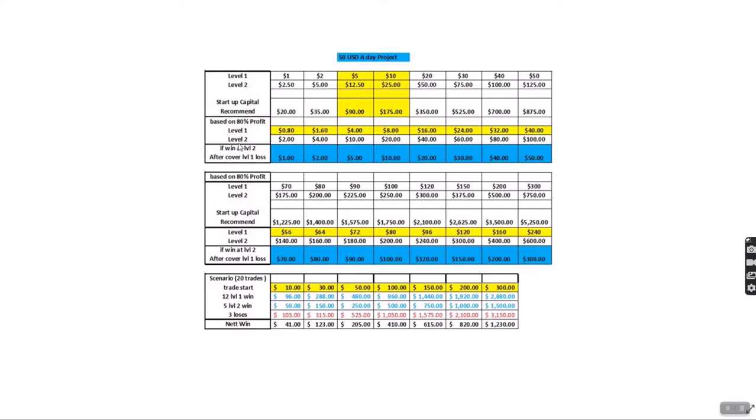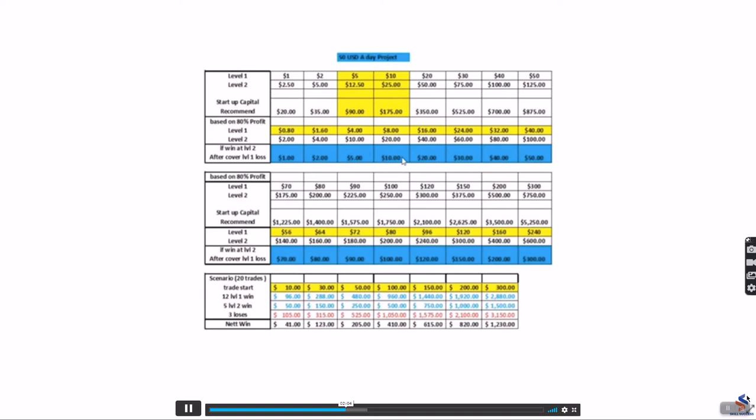So for this scenario, we are based on the 80% profit. If you profit at level 1, this is the amount you can get. And if you profit on level 2, this is the amount. The net amount comes up after minus off the losses. For example, if you trade $10, at first level you lose $10. At second level you profit, you gain $20, but you minus out the base of level 1, so you cover back your losses. Net you make $10 after covering the losses of level 1.